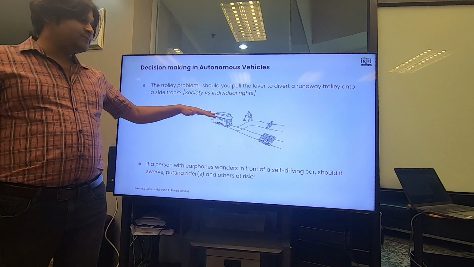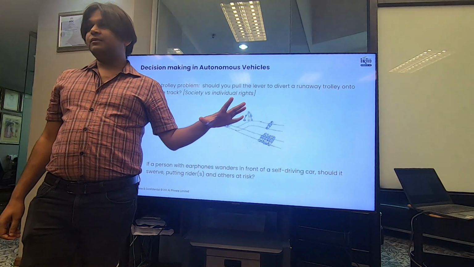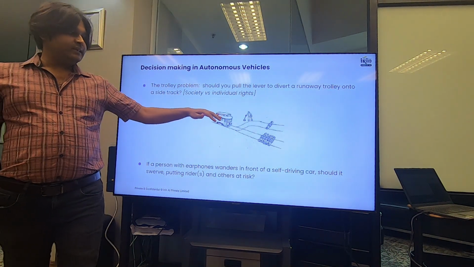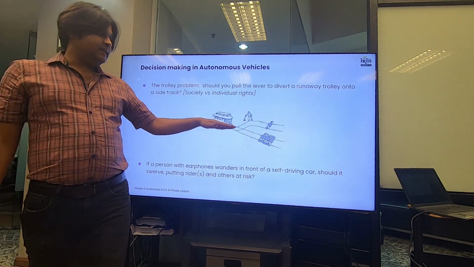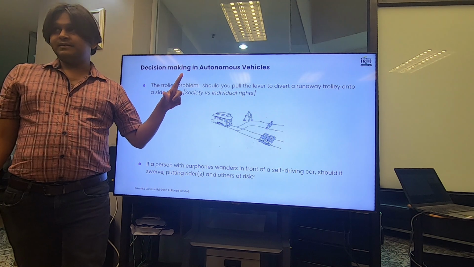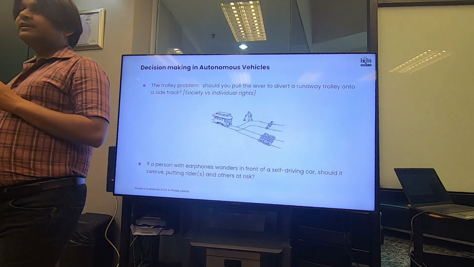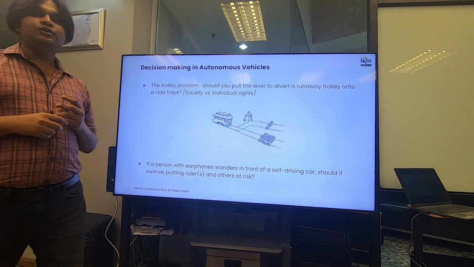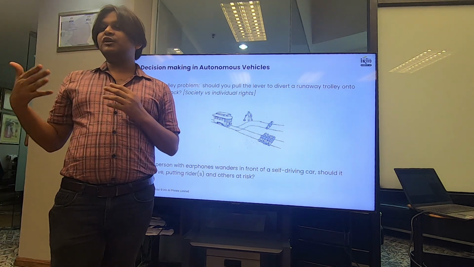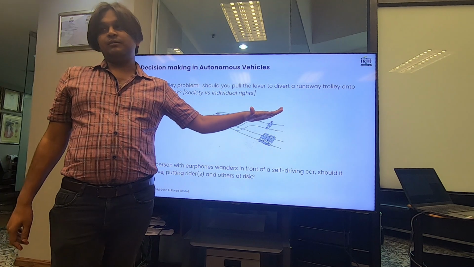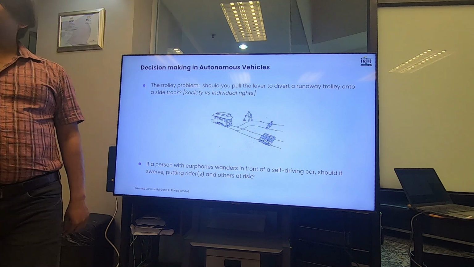Imagine a train is moving in its track and suddenly it sees 5 people in front of it, right? And in another track there is only one person. You are sitting in the control center and you have the ability to put on a switch that can change the track of the train. So what do you think? Will you switch it on?